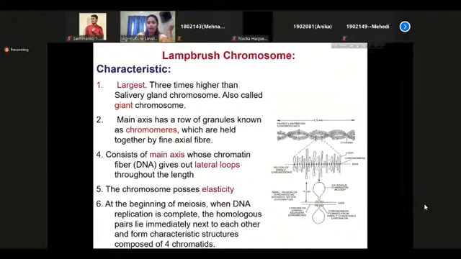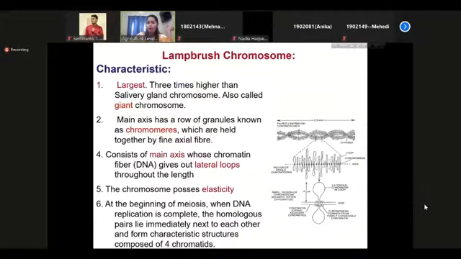Look, these are the granules, and these granules stand side by side and are attached with the chromatin. These granules are called chromomeres. This is the axis. It is a chromatin fiber, okay? In some places, the chromatin fibers are dense and produce a granule-like structure. And this structure is called a chromomere.